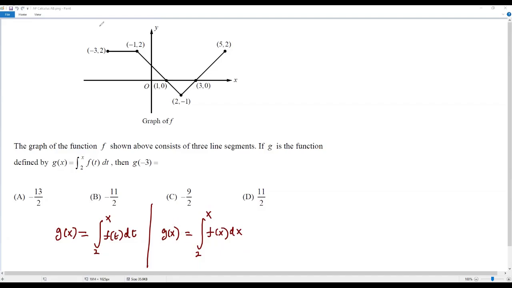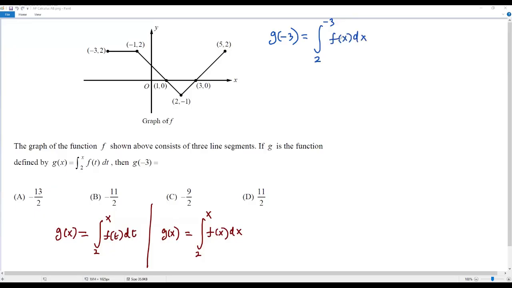Now let me consider the question, that is we have to evaluate the value of g of negative 3. Let me write it over here. If I want to get the value of g of negative 3 in the function g of x over here, for x I have to plug in negative 3. When I do so, on the right side for the upper limit of the integral I have to plug in negative 3. Then I'm getting the integral from 2 to negative 3 of f of x dx.